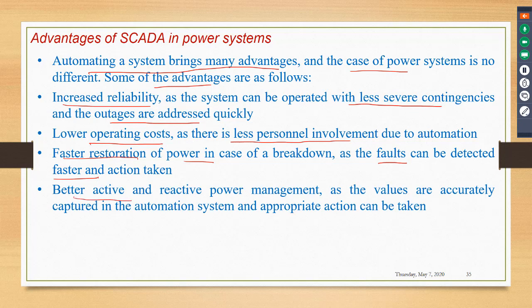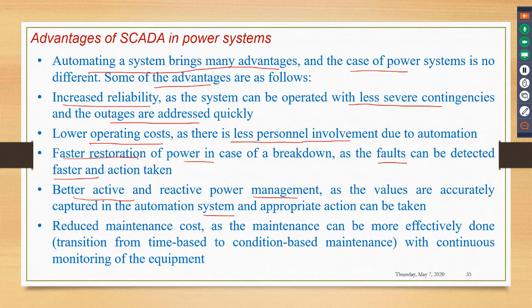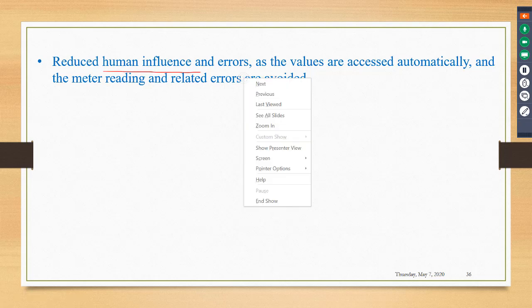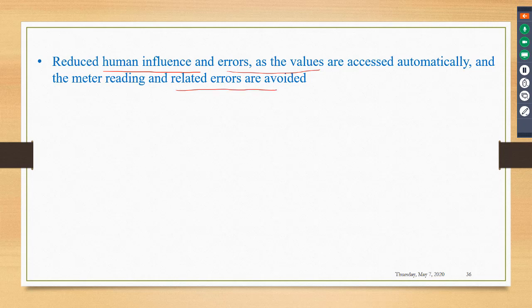Better active and reactive power management, as the values are accurately captured in the automation system and appropriate action can be taken. Reduced maintenance cost, and maintenance can be more effectively done, a transition from time-based to condition-based maintenance with continuous monitoring of the equipment. Then reduced human influence and errors, as the values are accessed automatically and meter reading and related errors are avoided.